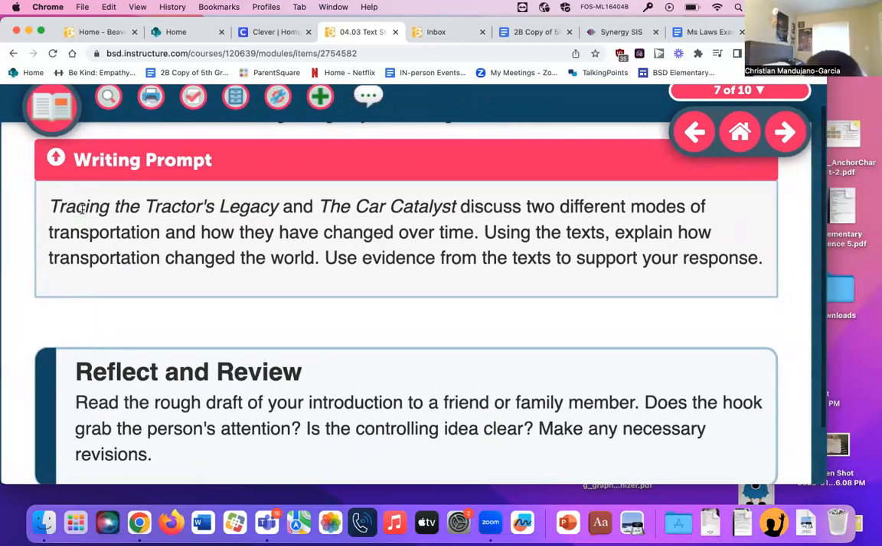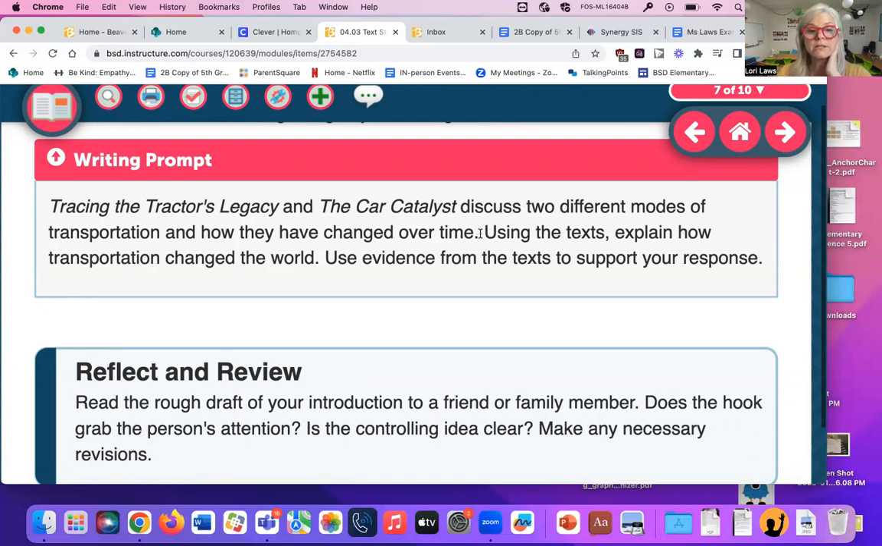Tracing the Tractor's Legacy and the Car Catalyst. Discuss two different modes of transportation and how they have changed over time. So that's the first part of your essay, your first two paragraphs. One's about how tractors have changed, one's about how cars have changed. That should be your first two body paragraphs.